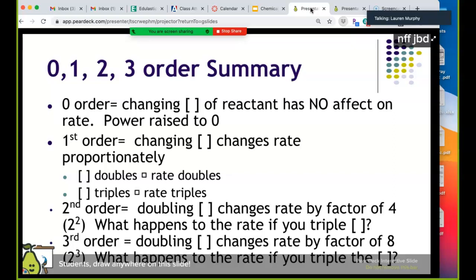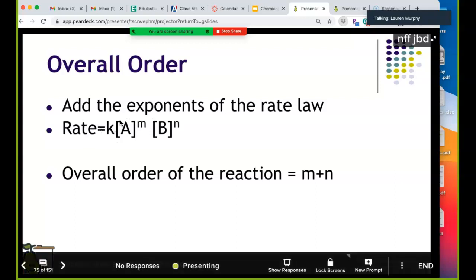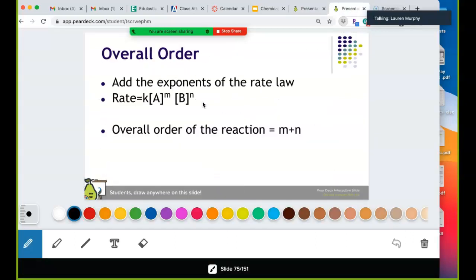So this is the summary of everything I just said. Again, this is our generic rate law: rate equals k, some reactant A raised to some order, some reactant B raised to some order. I briefly mentioned this in the past, but the overall order is the sum of your exponents. So let's say a reaction is second order and first order. The overall order is 3 because 2 plus 1 is 3.